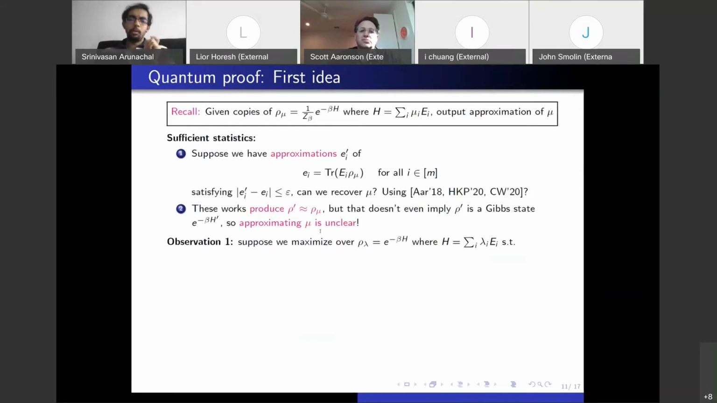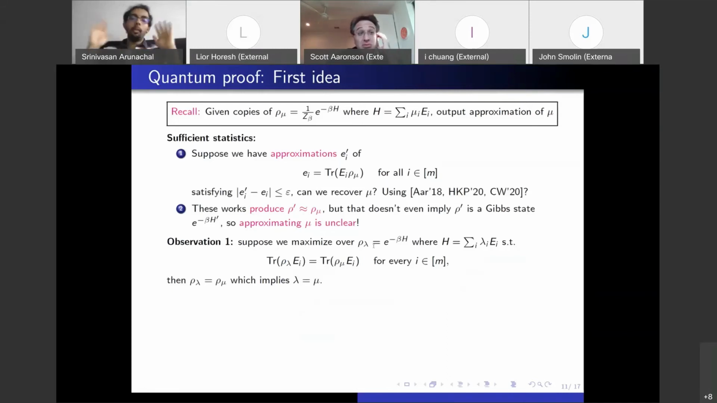But there is still something more you could do. And the first observation is the following. Let's say I have objective 1, and I don't use shadow tomography now, but I'm going to use a different optimization procedure where I'm just going to maximize over all possible Gibbs states, like all possible lambdas. So H has this decomposition and all possible rho lambdas, such that rho lambda EI and rho mu EI agree. So suppose someone gives me values of little EI, and I just maximize over all possible Gibbs states that agree with this little EI. Then it's not hard to show that actually rho lambda is equal to rho mu, which implies lambda is equal to mu. So great, now we actually have some idea of how to maybe recover mu.